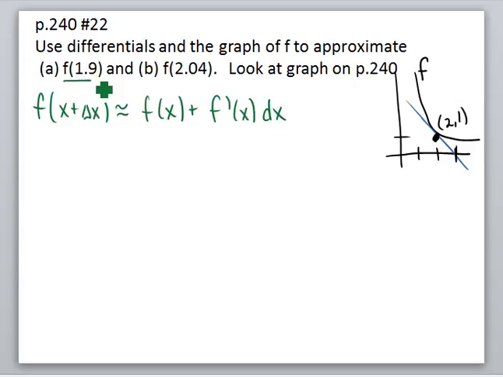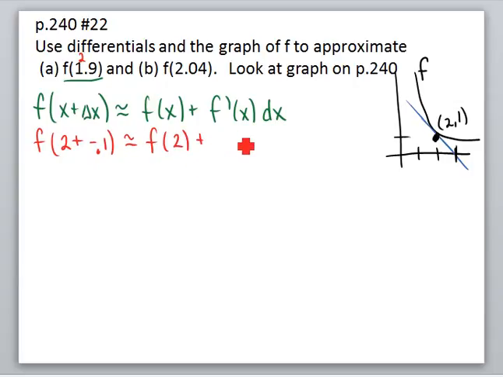What we're going to be trying to do is find what the function value is at 1.9. I can't see that from the graph. I can't come up with the answer, so what I'm going to use is the tangent line to the curve. I'm going to approximate it using this formula. Well, the one piece of information I know is that it does go through the point 2, 1. So I'm going to use 2 as my x. My change in x, the difference between 2 and 1.9, is negative 0.1.